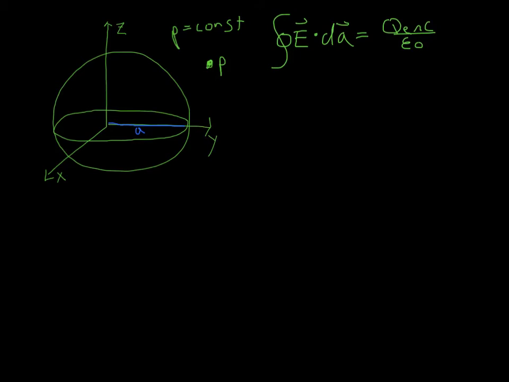So probably the first thing we want to do here is draw a Gaussian surface. I'm going to draw it in a different color. Let's draw it in red. In order for this to be meaningful, I want P to be on the boundary of that surface. And I'm going to draw a sphere. That's supposed to be a sphere.